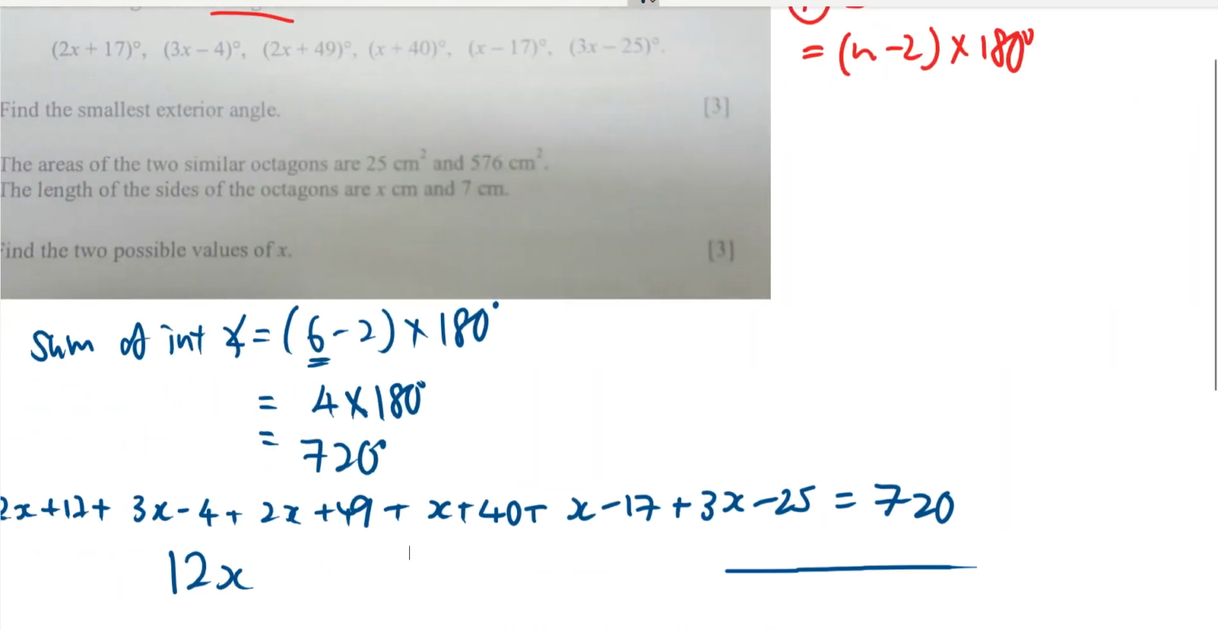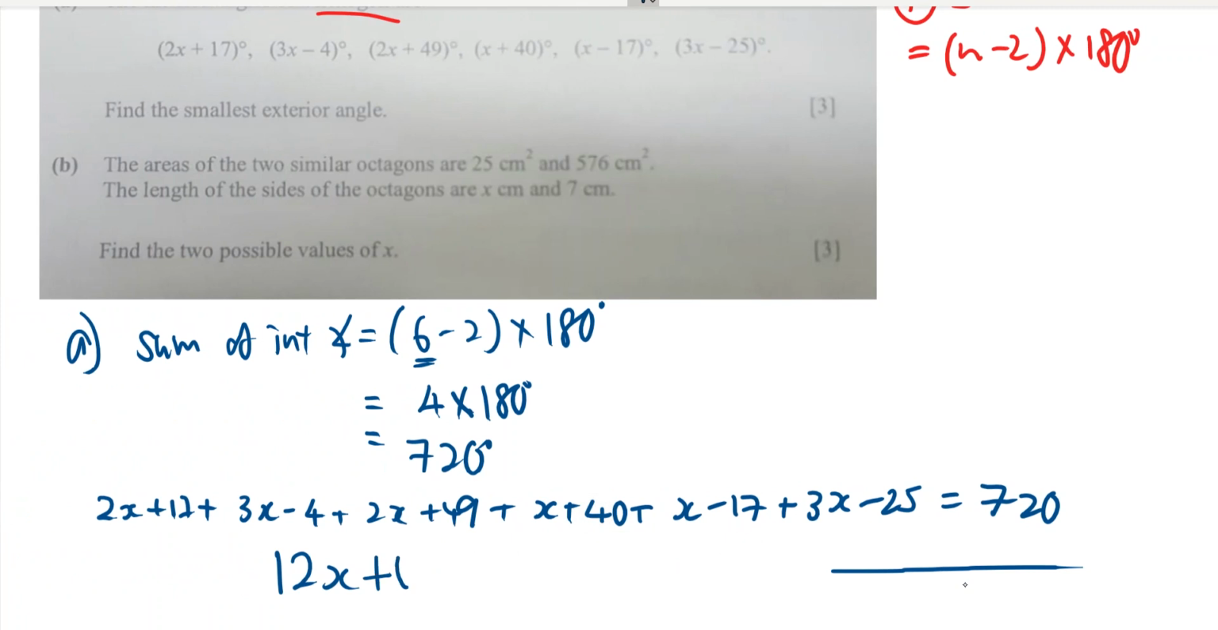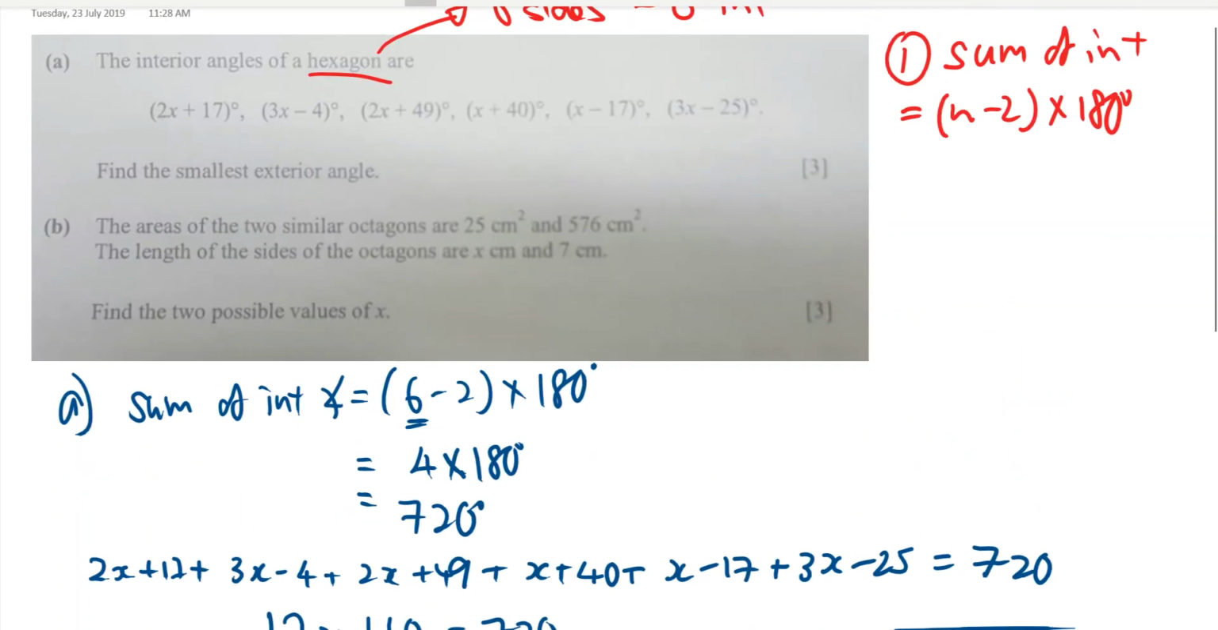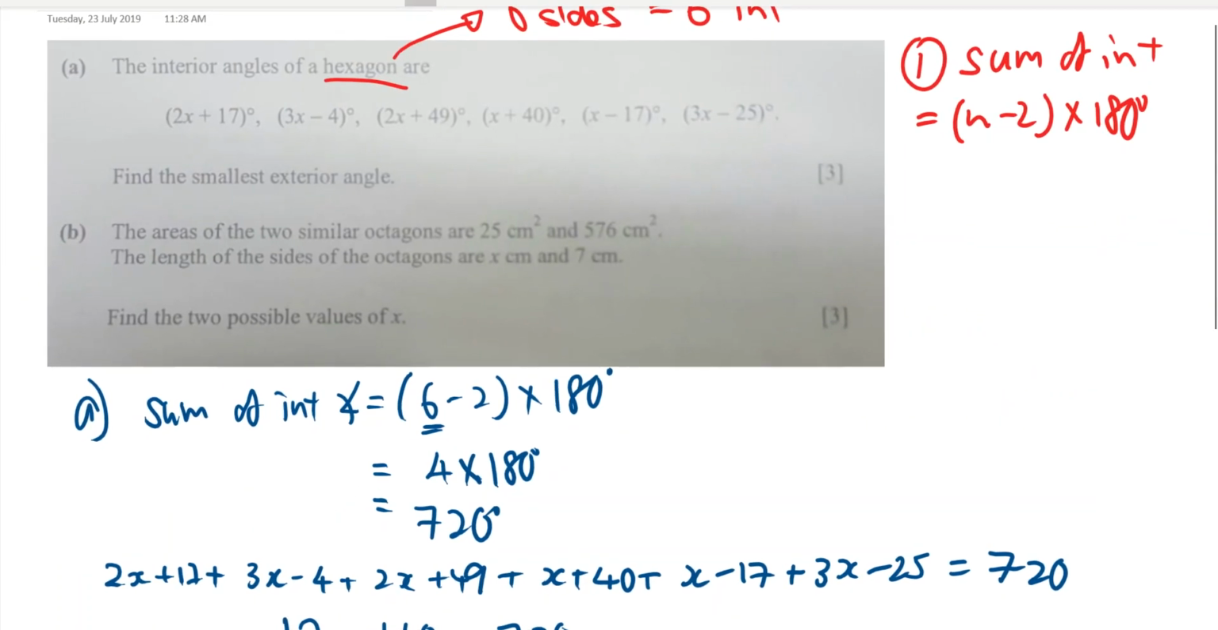Sorry for the glitch. Plus 60, and this will give you 720, which means that 12x is equal to 660, and subsequently x is equal to 55 degrees. So this is how we find x. But they do not want x, they want the smallest exterior angle.